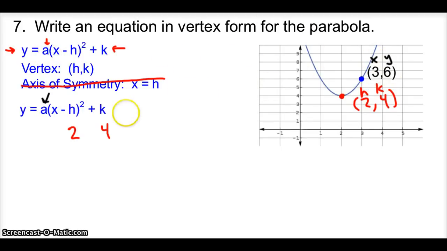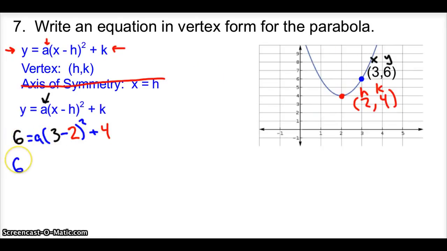So my y, now just be careful where you plug it in, is 6. My x is 3. So now I'm going to fill in everything else with blue. So my equal sign, I don't know what a is, my parenthesis, minus sign, parenthesis, my square, and my plus. Now we are looking for this blue a, right? We filled in the red from your vertex, the black from the point on the line. So let's go ahead and simplify.